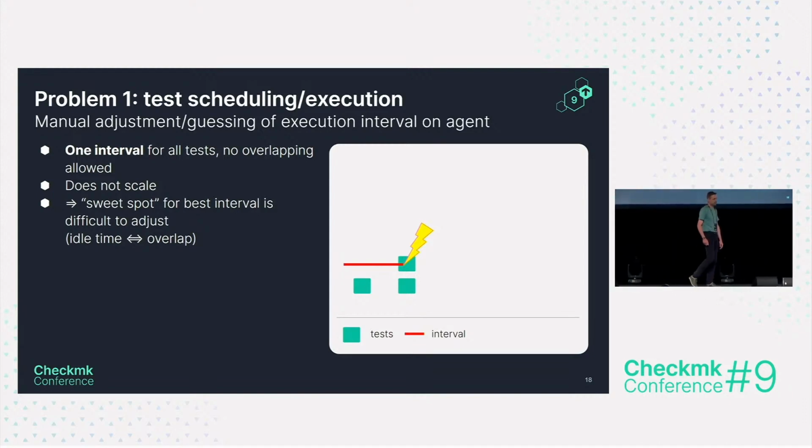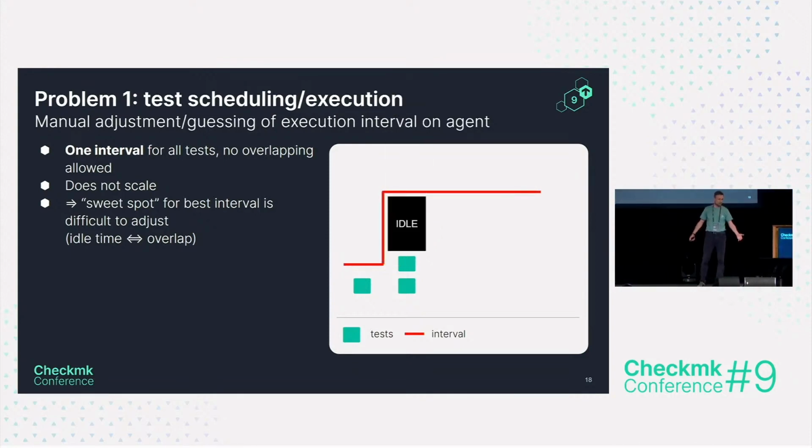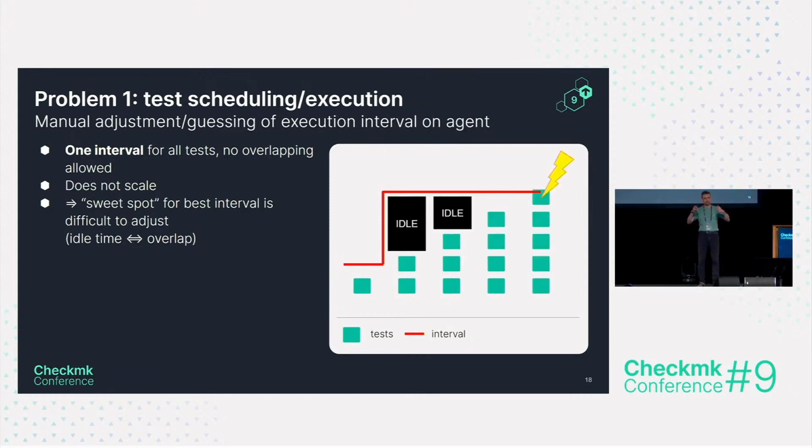So if you set this interval too high, you're probably wasting resources. And with each test you're adding, you have to constantly monitor and readjust this execution interval just to find a nice compromise between idle time and overlap. So a lot of pitfalls to step into.